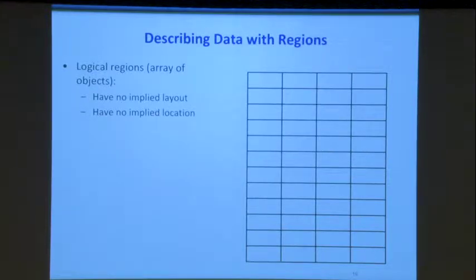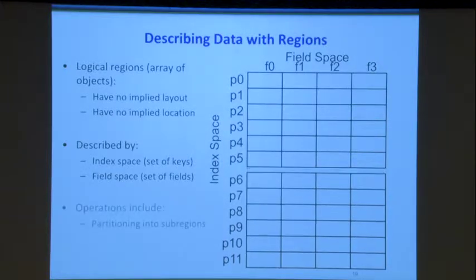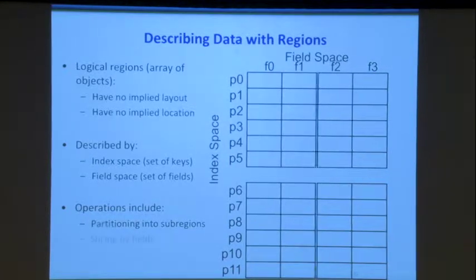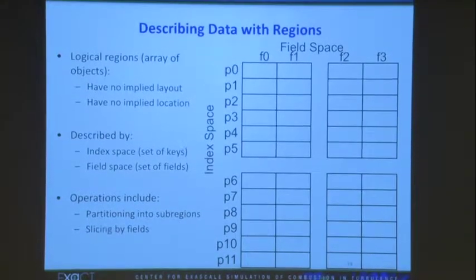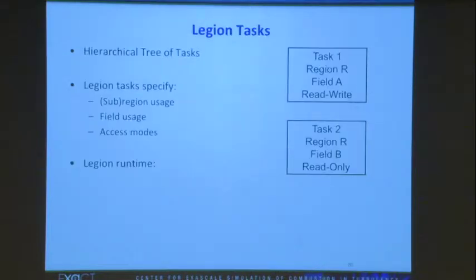So a little bit of description about Legion. It describes the data with logical regions, which are an array of objects that don't have any implied layout or implied location. They're described by an index space, a set of keys. This could be your mesh. They're described also by a set of field spaces. These could be all your dependent variables or fields, your scalar variables, your velocities. And then the operations that you can do on these logical regions are to split them up, partition them into subregions. And you can do that recursively, for example, in an adaptive mesh refinement code as you go to finer, lower levels of coarse down to fine meshes. We can also slice by fields, not just by the mesh itself. So you can look at operations on only certain fields, certain scalars, for example.